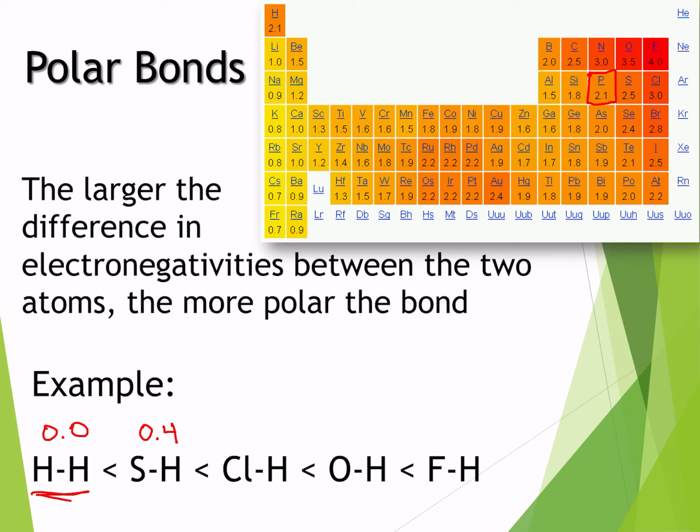Now, if we look at chlorine to hydrogen, we have 2.1 to 3.0. That's a difference of 0.9, so we're getting more and more polar. Oxygen to hydrogen will be a difference of 1.4, and then fluorine to hydrogen will be a difference of 1.9. Again, we're just looking at the difference between the values. If you're asked to rank them in terms of polarity, then this table would be provided for you.